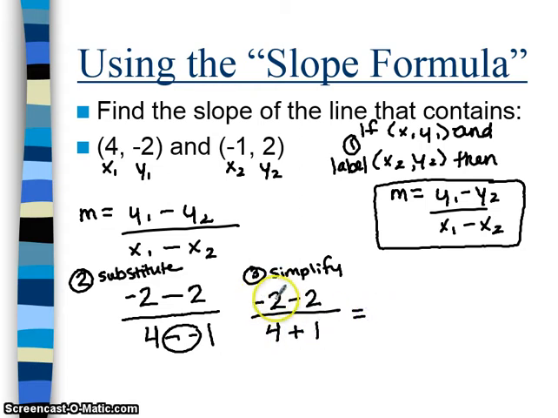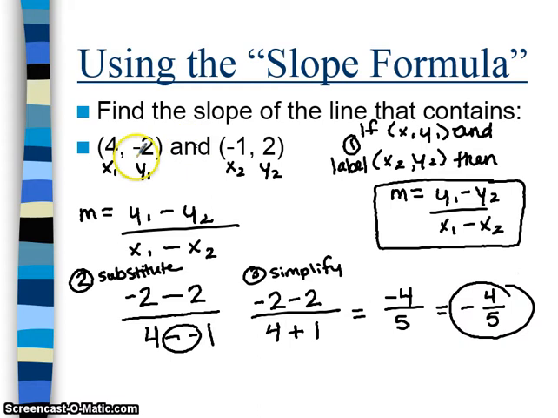Now, negative 2 minus 2 is negative 4. 4 plus 1 is 5. Negative divided by positive is a negative, and 4 over 5 will not reduce, so our slope is negative 4/5. Now, if you graphed these 2 points on a coordinate plane, you could do rise over run, but you would have to go down 4 and over 5 to go between these 2 points.